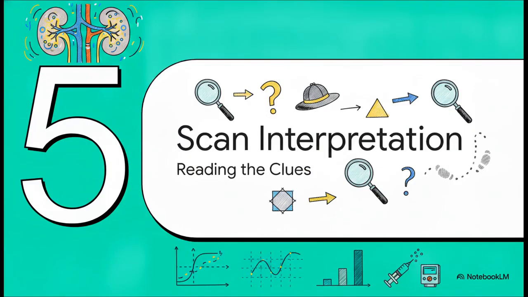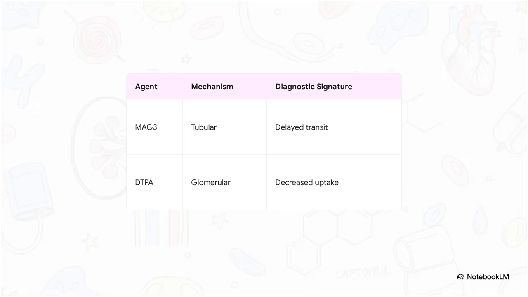Section 5. Tracers and Scan Interpretation. Reading the clues. Let's see how all of this builds into our actual scan interpretation, where we learn to read the visual and mathematical clues left behind by the radio tracers. The behavior of your scan entirely depends on whether you choose MAG3 or DTPA.